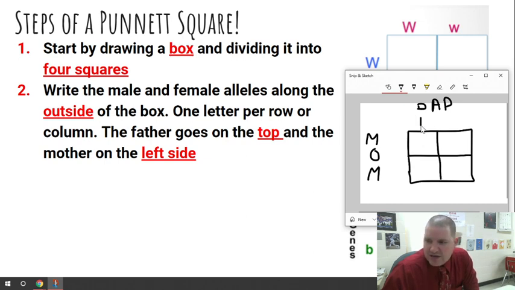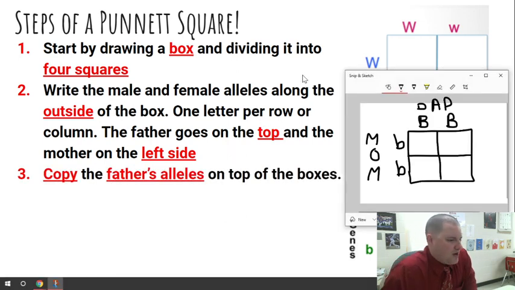Let's say dad is having brown eyes, and he's purebred, which means he has two of the same. Let's say mom has blue eyes, which means she has two recessives there. You put the alleles on the side, and they're alleles because there's only one of them. You do not put two on the side. These would be the two that they would have. Each one gets separated.